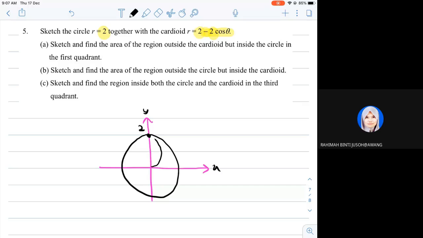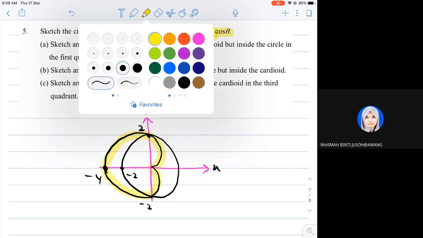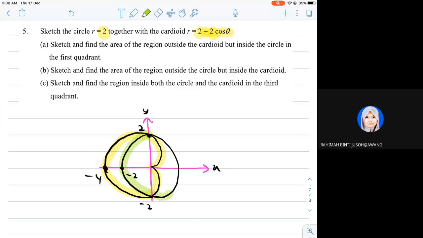You have to be careful, guys. Right now, the values are the same, so it will intersect here at 2, and also the lower part here, negative 2. Something like this. So here should be negative 4 and here is negative 2. Let me say, the yellow color is the cardioid. The green color is the circle.